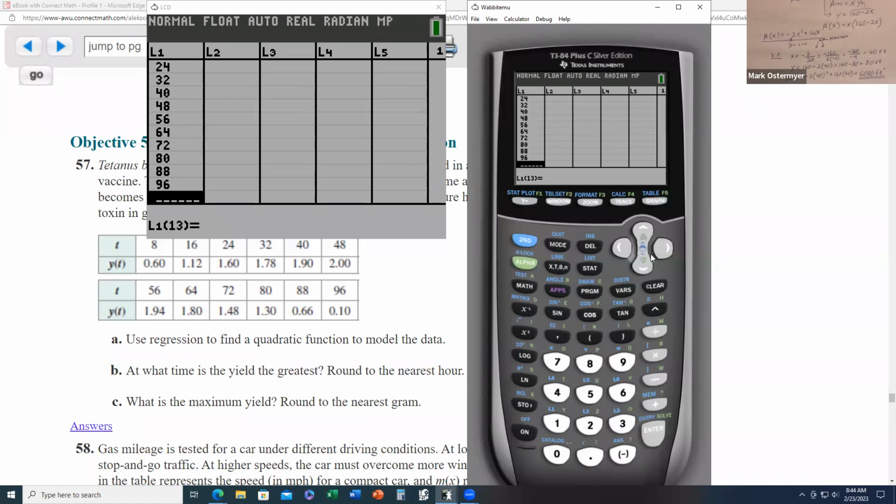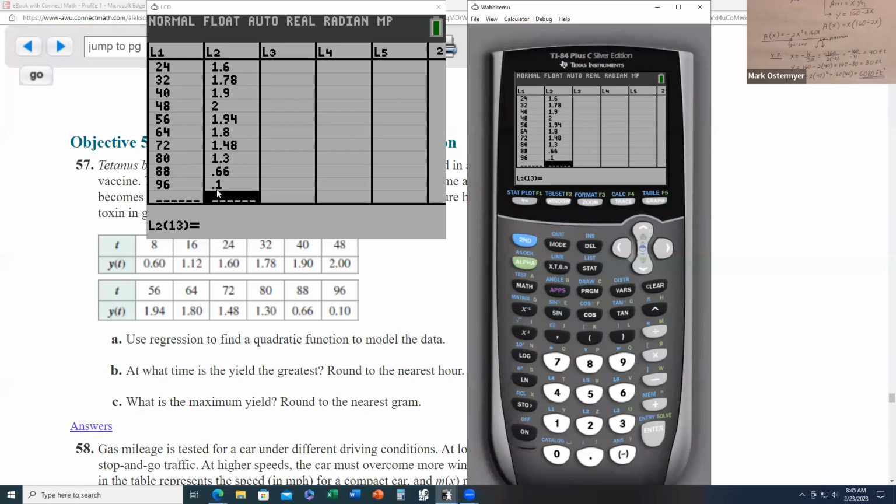Now we go to list two to type in the corresponding amounts in grams. 0.60, 1.12, 1.60, 1.78, 1.90, 2, 1.94, 1.80, 1.48, 1.30, 0.66, and 0.10. So I loaded up list 1 and 2 with the time and Y of T values here. Now we're ready to perform regression.